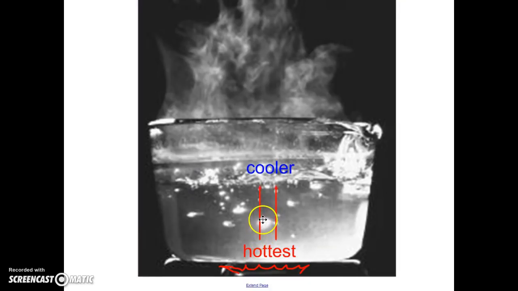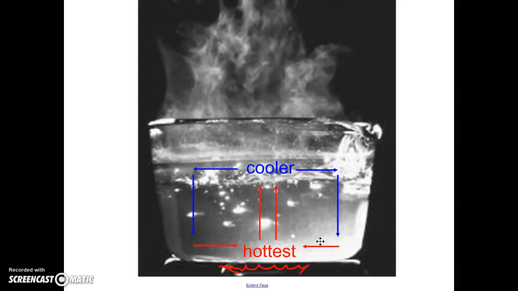As it rises away from the heat source, the water becomes cooler. And we know that when things are cooler, the molecules contract and they become more dense, and so they start to sink. And so this energy will sink back down, and when it gets close to the heat source, it'll warm up again, and it will create this convection cell, or this convection current. And that's how energy transfers in liquids.